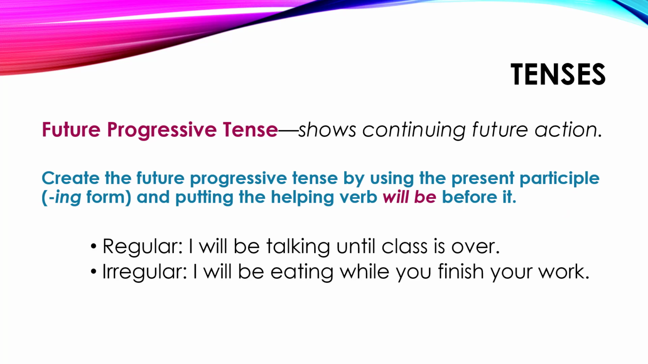Future progressive tense shows continuing future action. Create the future progressive tense by using the present participle ing form and putting the helping verb will be before it. I will be talking until class is over. I will be eating while you finish your work. So it's happening in the future, but it's happening over a period of time, and usually something else is happening at the same time, or will be happening at the same time.